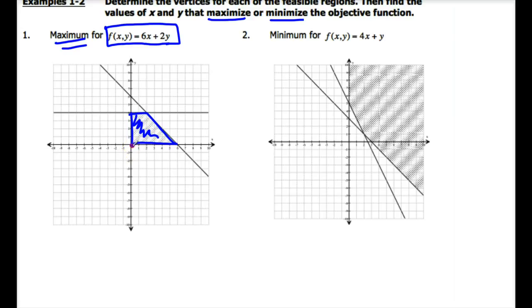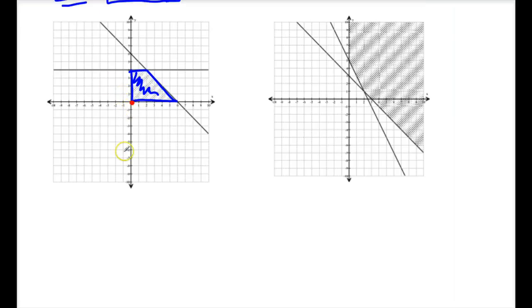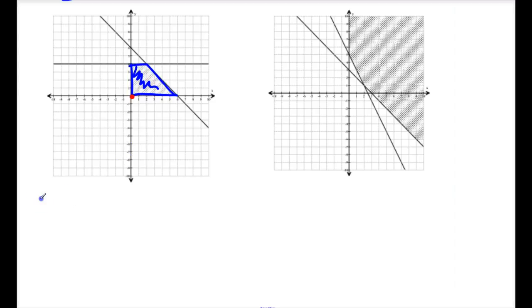We have (0, 0) here as one of my vertices. We have (6, 0) over here. We have (2, 4). And then finally we have (0, 4). So this trapezoid has 4 different corners, or 4 different points, and those are known as the vertices.